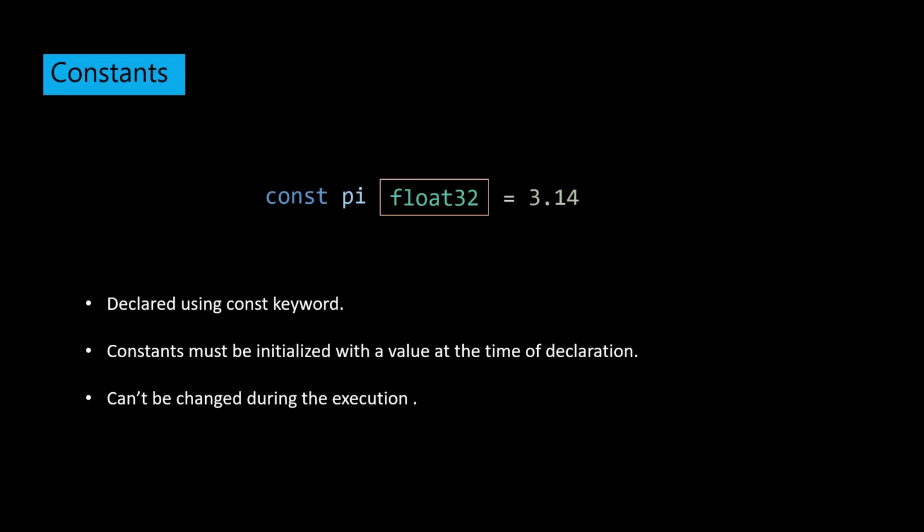Now, let us see what constants are in Go and how we can declare them. Constants are declared using the const keyword, and constants must be initialized at the time of declaration. And the important thing is that they cannot change their value during the execution of the program.